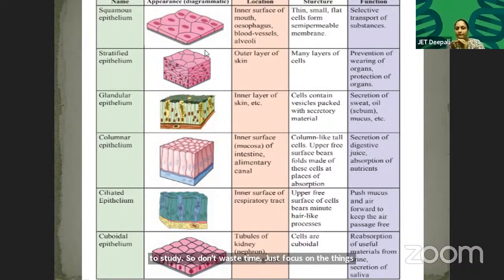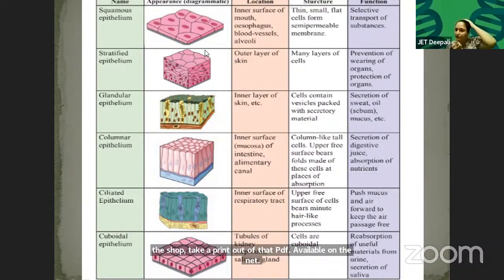And one boy was saying that he does not have NCERT books. So beta, download from the internet. It is available free. You must be using your phone to see other stuff. Use that phone to see the NCERT book or buy it from the shop, or if you are not getting it from the shop, take a printout of that PDF available on the net. Start reading your NCERT.